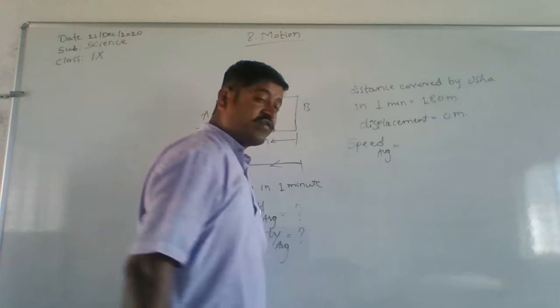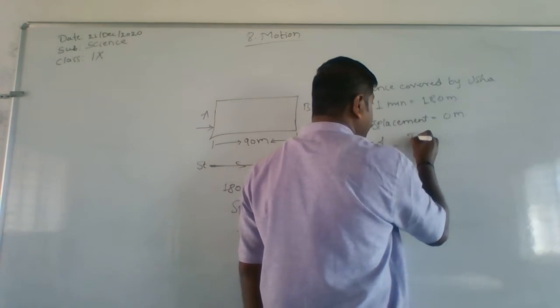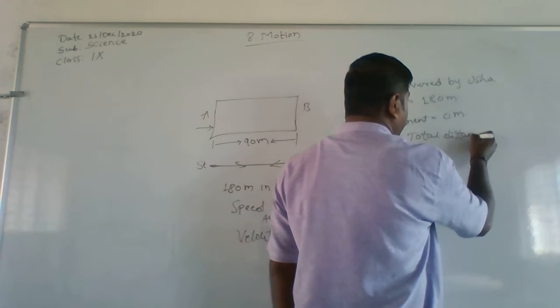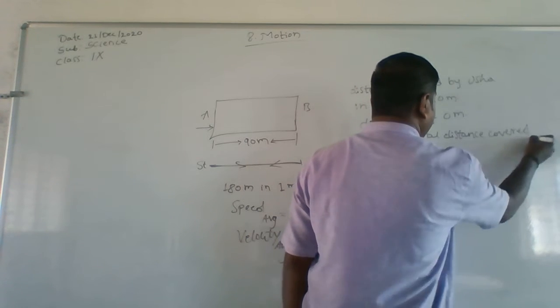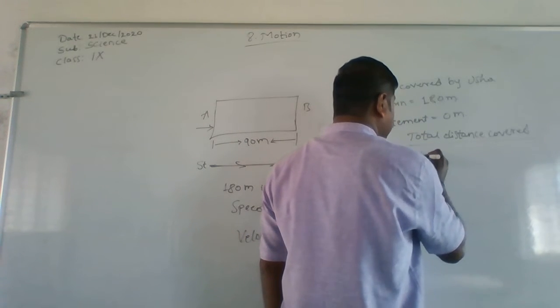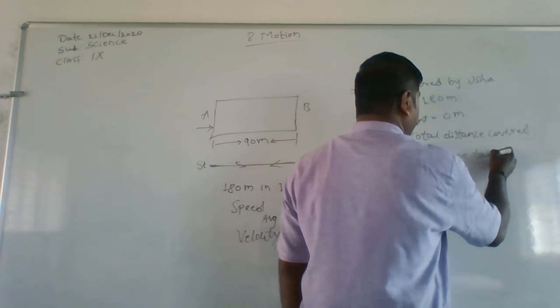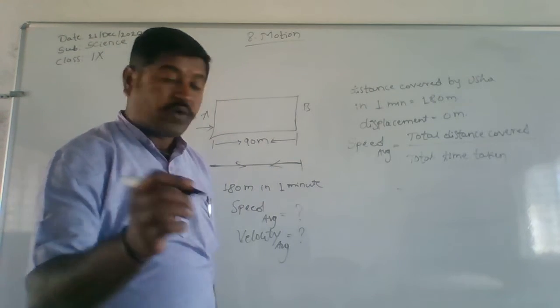So what is the formula for finding the average speed? It is total distance covered by total time taken. So how much has she covered? She has covered 180 meters.